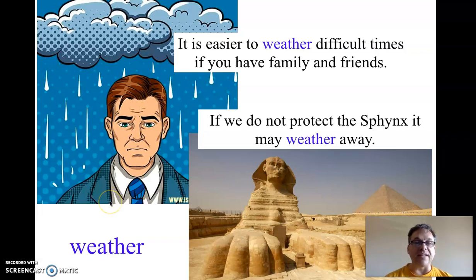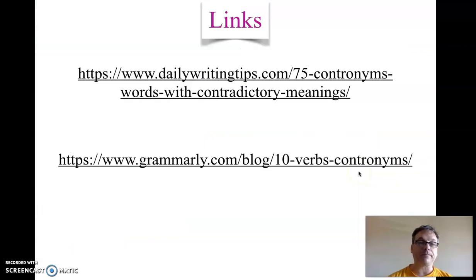If we do not protect the Sphinx, it may weather away. Here, it means to erode, to go away, typically because of the weather. And we often use weather away. Here are a couple links. There are more. There are a lot of contronyms. Check them out. When you're reading next time, think about the words that you read that you maybe are learning, and think about what possible meanings do they have? Could this word have opposite meanings?